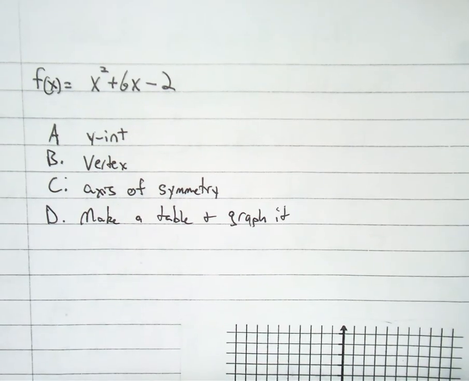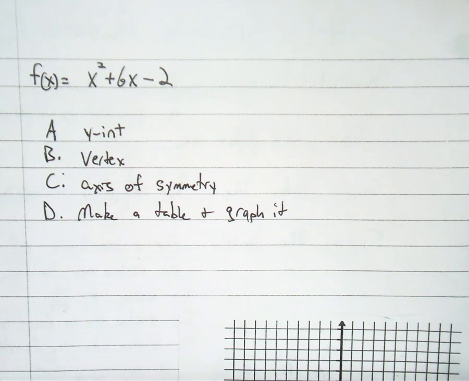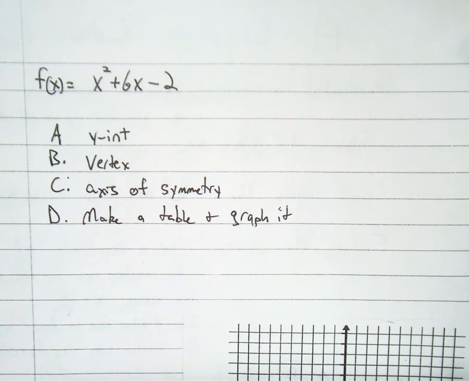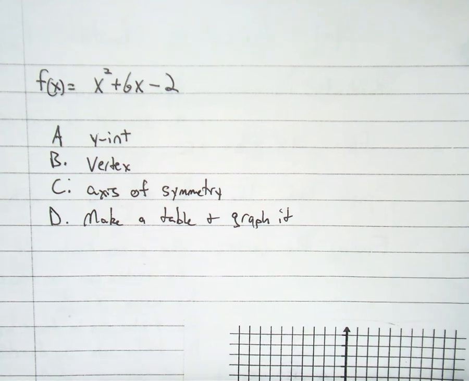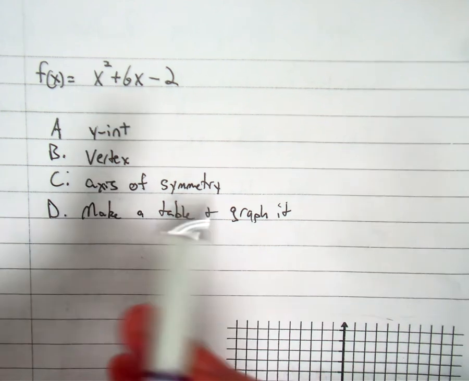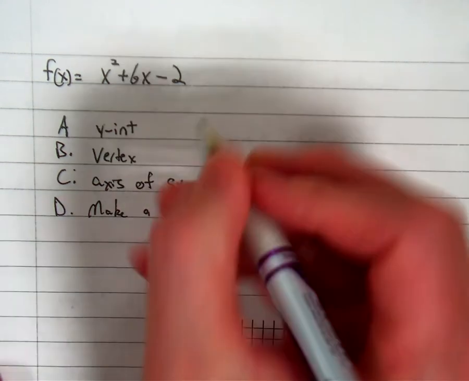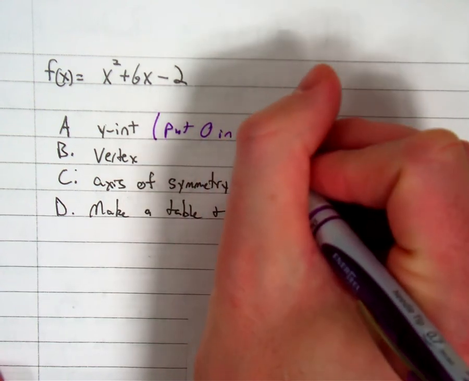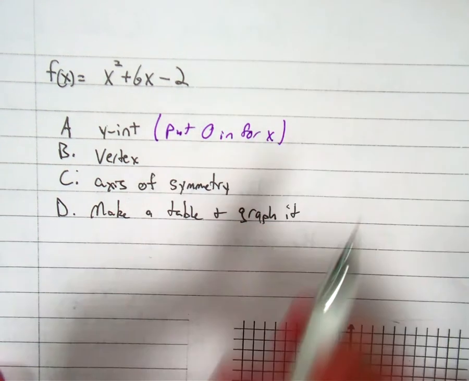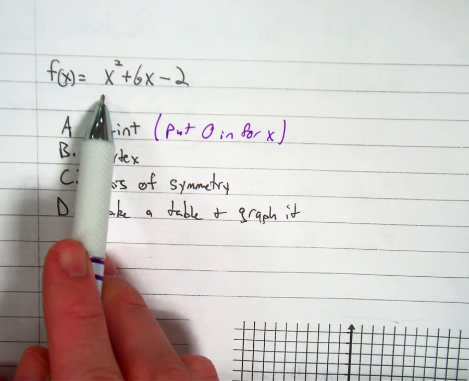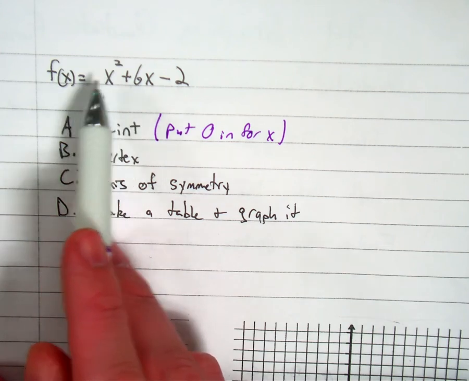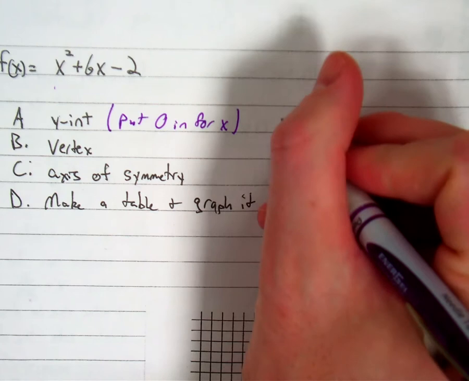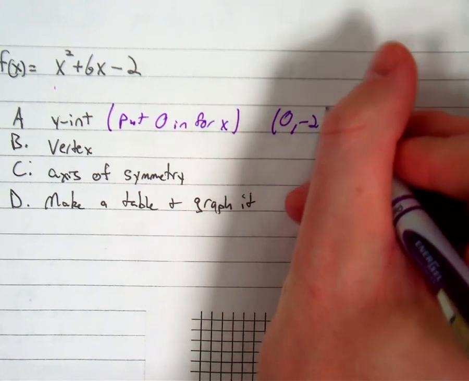All right, now we actually have to graph it. Take a look at that: x squared plus 6x minus 2. What's our y-intercept going to be? Remember what the trick is for y-intercept? Put 0 in for x. Zero squared is 0. 6 times 0 is 0. So 0, 0, -2. My y-intercept should be 0, -2.